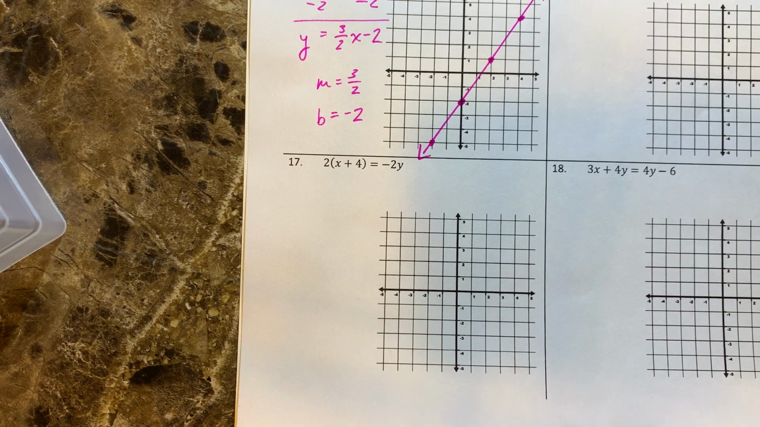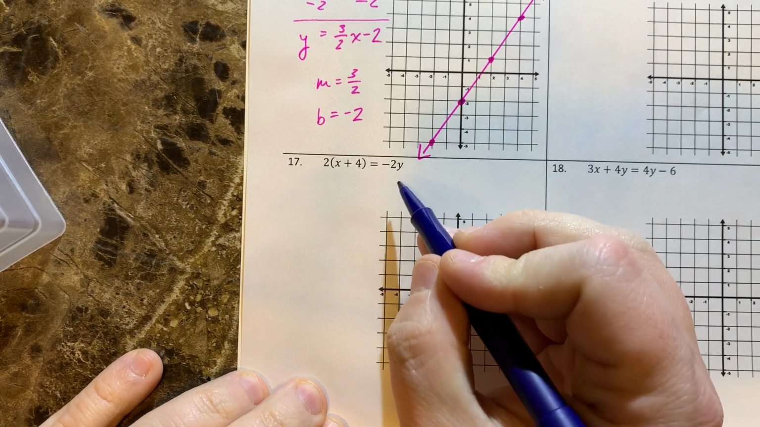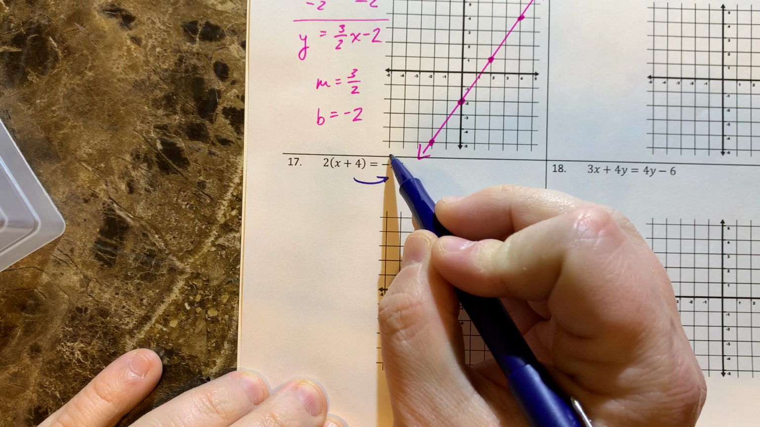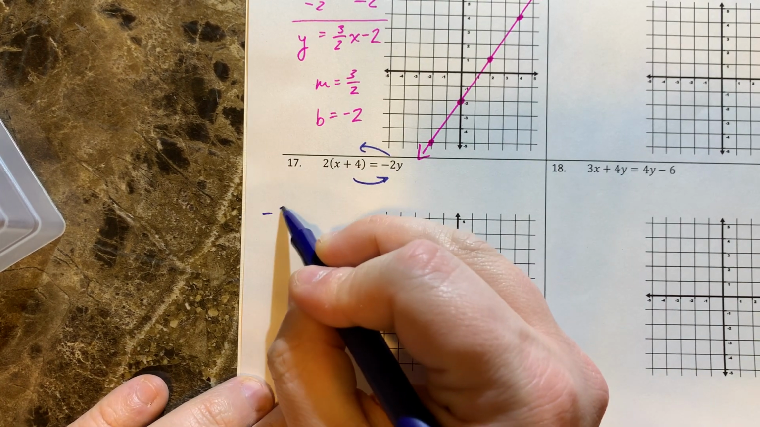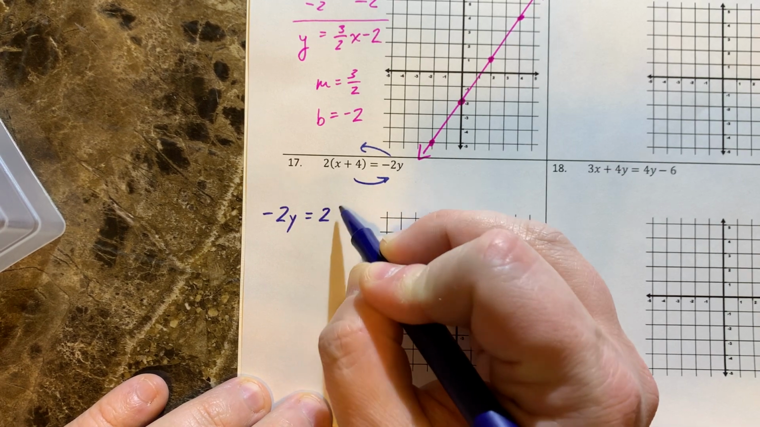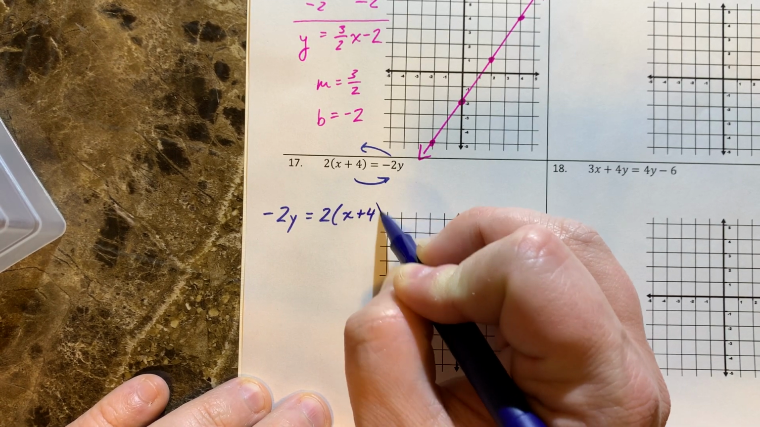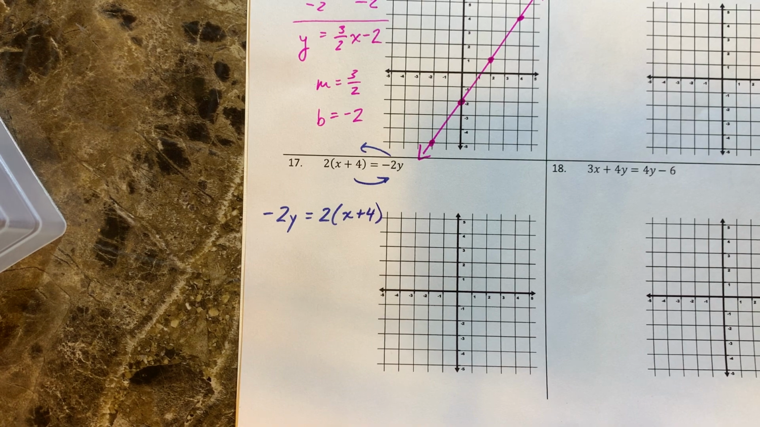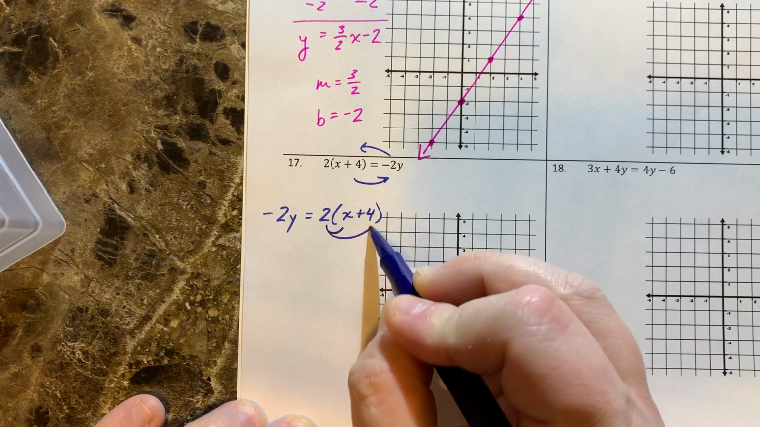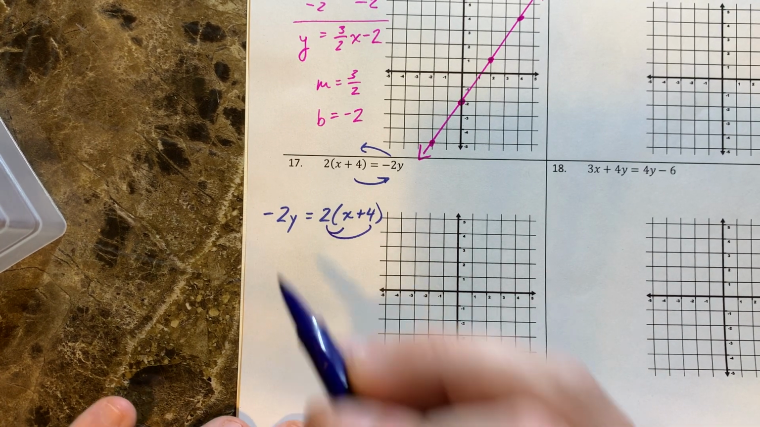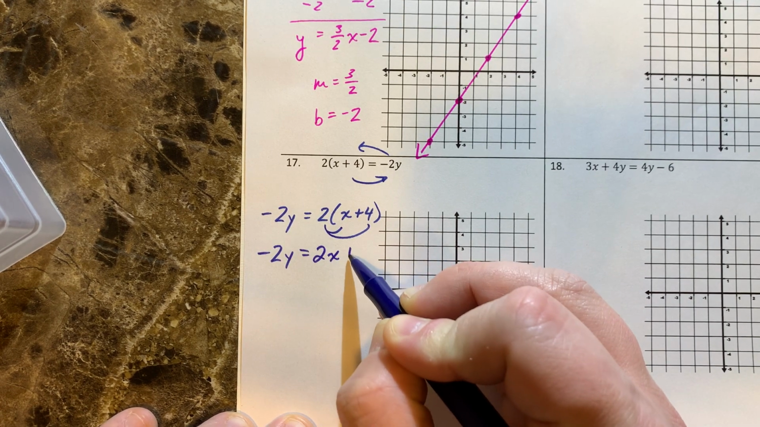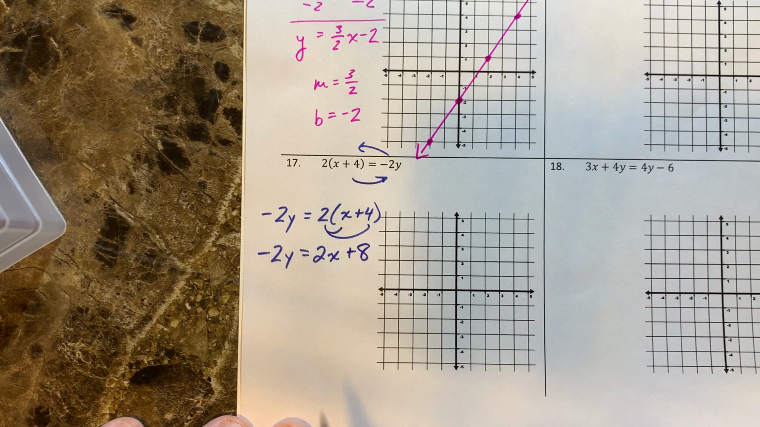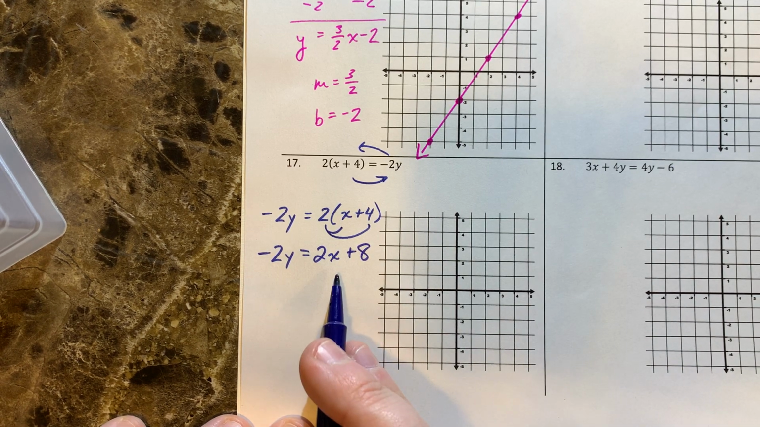So we have 2 parentheses, x plus 4 equals negative 2y. As I said before, if you don't like the fact that the y's are on the other side because we like them being on the left, go ahead and just flip-flop the entire sides around, and then go ahead and follow your rules. So we have the distributive property that can be used for this 2 on the right-hand side. So we have negative 2y equals 2x plus 8. The y's are on the left. Everything else is on the right.